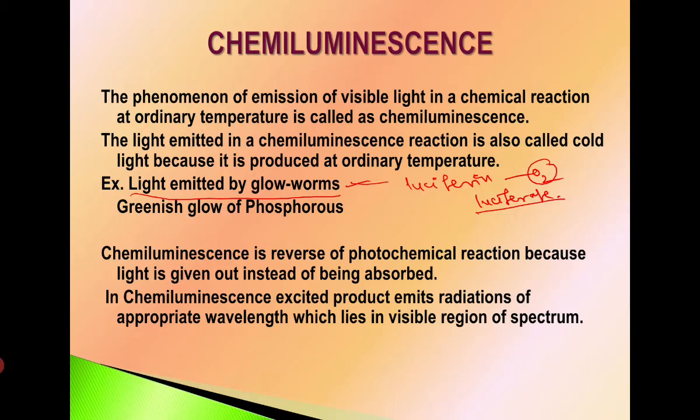The next example is the greenish glow of phosphorus. This is due to the oxidation of phosphorus in oxygen or air to form P2O5 at ordinary temperatures. When phosphorus is oxidized to phosphorus pentoxide, we can observe a greenish glow, or green light. This is nothing but chemiluminescence.